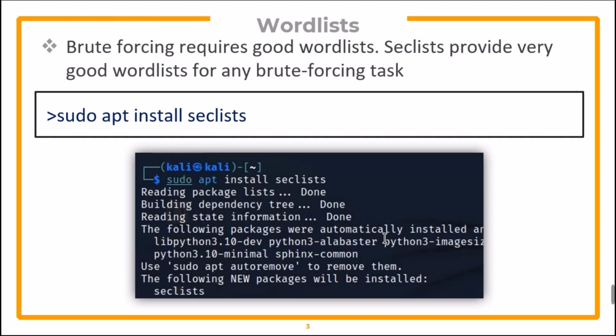Brute forcing requires good word lists. SecLists provides very good word lists for any brute forcing task. And on Kali, you can install SecLists with just a simple command: sudo apt install seclists.